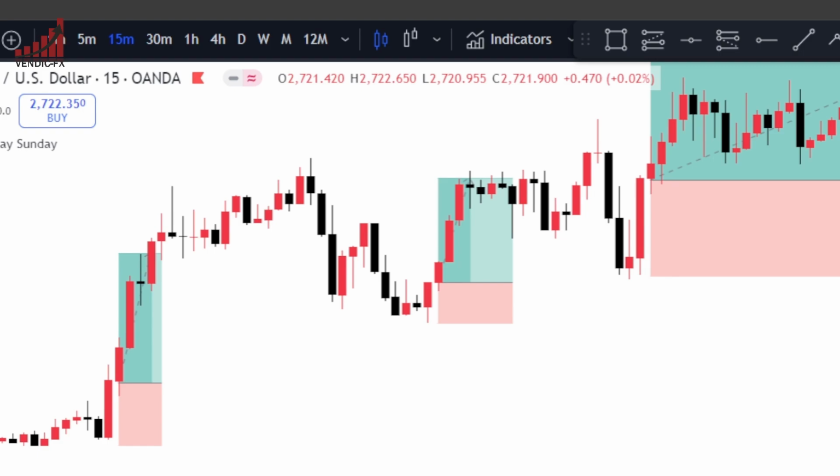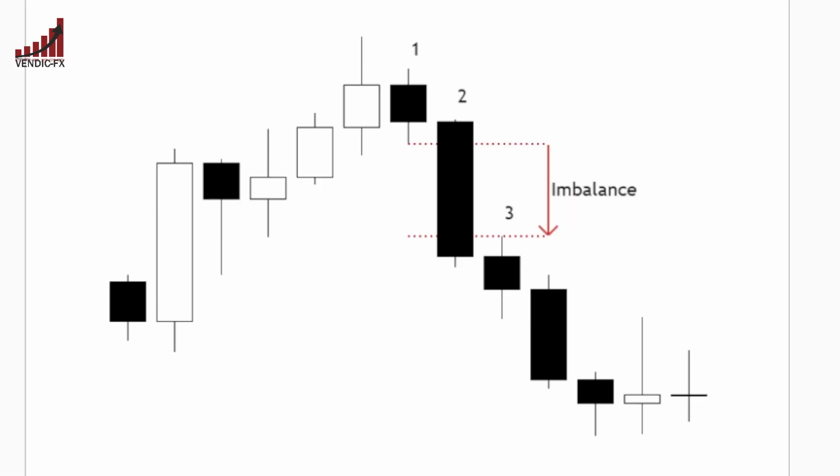So without further ado, let's get to the chart so that we explain this in detail. When I'm talking about imbalance, it's very simple. It's a moment in the market where the market tends to move fast and drop inefficiency. I know this is a whole lot of English, especially for beginners. So the market tends to move very fast and drop inefficiency.